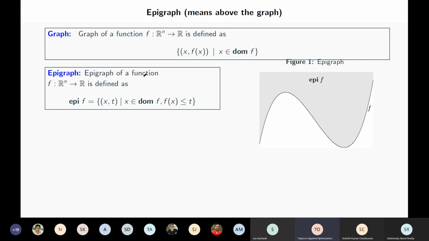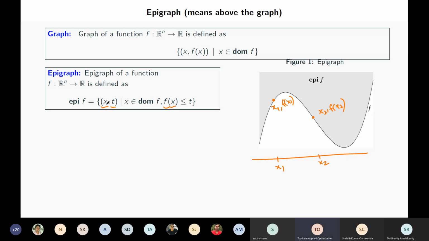Now epigraph of a function f from Rn to R is defined as follows. It's the set of (x, t), where x is in the domain of f, and this is the condition that is to be satisfied: the set of all points t which are above the f(x) value. So these points, if you see, are like (x1, f(x1)), and these points are like (x2, f(x2)), and the domain here is where I have x1, x2, and so on.